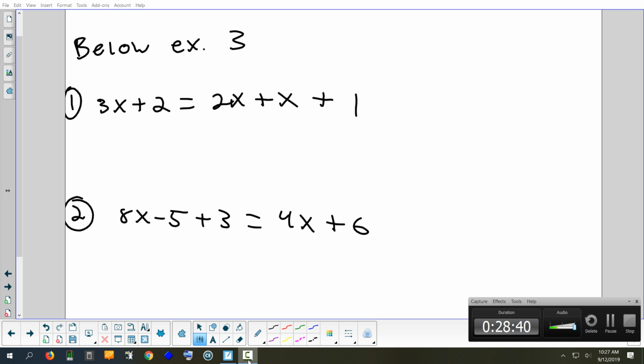All right, so a couple people had trouble with number one. What's the first thing you could do to make the right-hand side a little simpler? Yeah, combine like terms. You have a 2x. Another question I had was, how can you combine these if there's no number in front of the x? What number is always there if you don't see it? Yep, good job. So the left-hand side, just keep it the same. And what's 2x plus 1x? 3x.